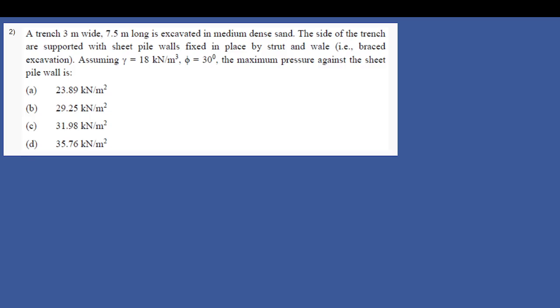Moving to question number 2, you have been given a trench 3 meter wide, 7.5 meter long, excavated in a medium dense sand. The sides of the trench are supported with sheet pile walls fixed in place by struts and wales, that is, a braced excavation. Assuming gamma is equal to 18 kN per meter cube and phi is equal to 30 degrees, what is the maximum pressure against the sheet pile wall?